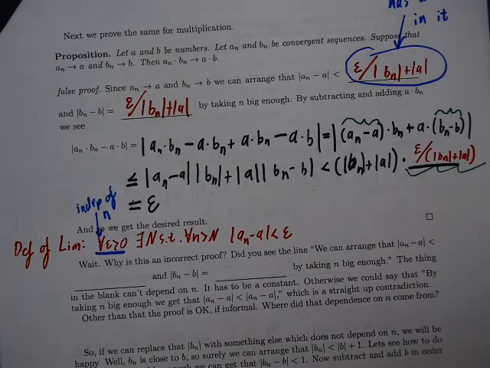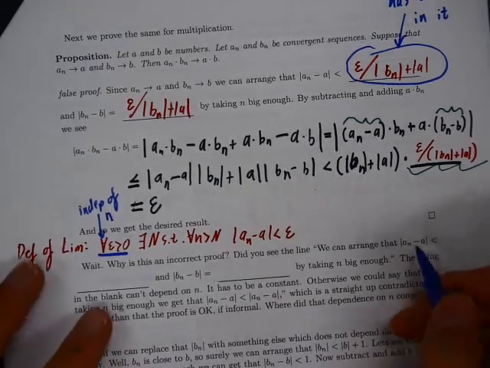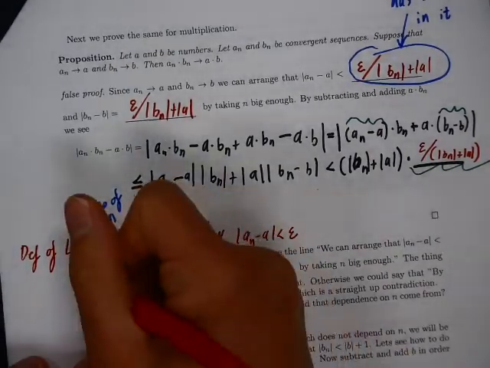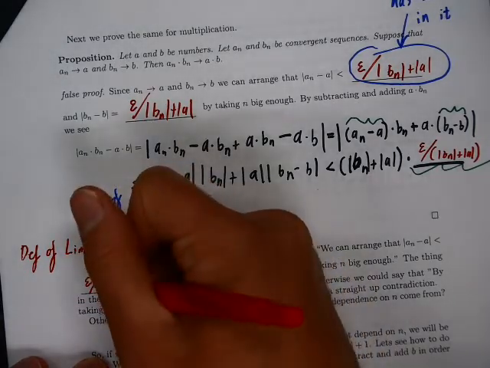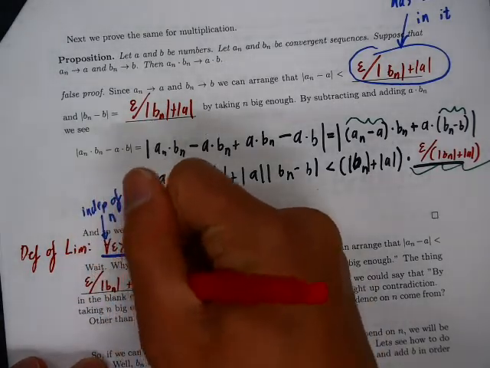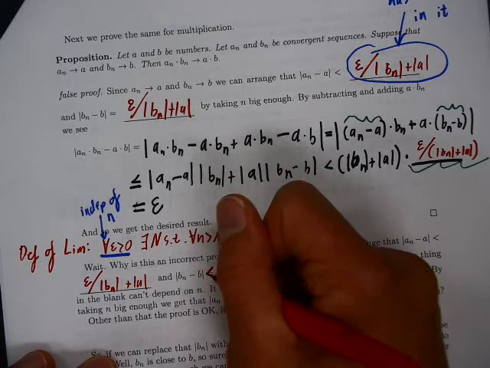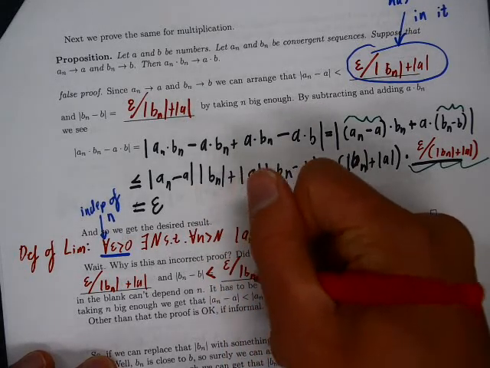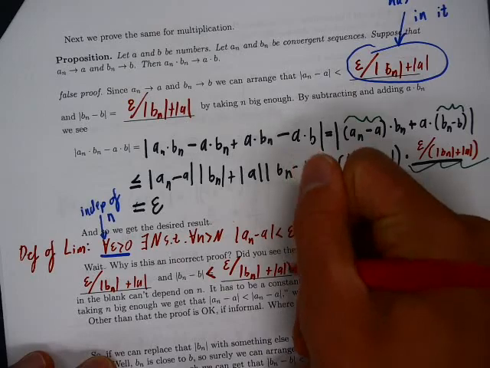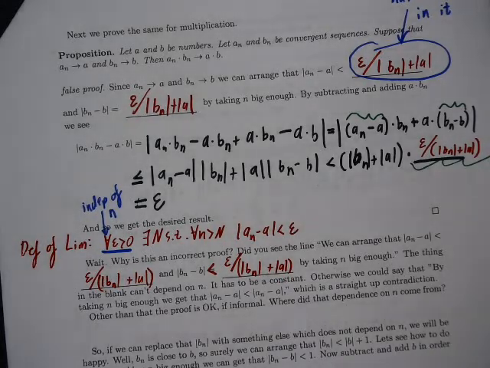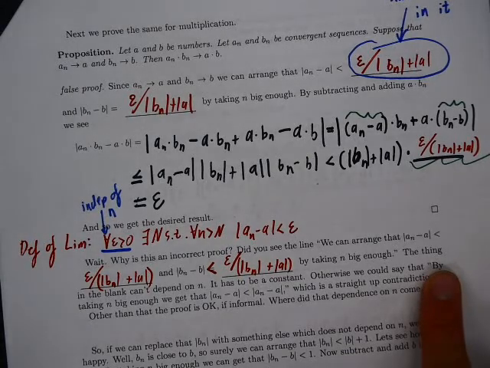Well, what if I write this? So there's a line up there where this is the line that is upsetting to me, so I guess I should write it. We can arrange that the absolute value of a sub n minus a is less than epsilon divided by absolute b sub n plus absolute a, and absolute value of b sub n minus b is less than the same. I think these parentheses do matter, so I'll do my best to include them, by taking n big enough. So as I pointed out, the thing that blank can't depend on n. It has to be a constant. Otherwise, here's something really wacky you could do, just by putting something different in that blank.